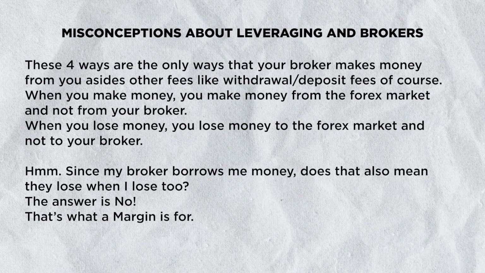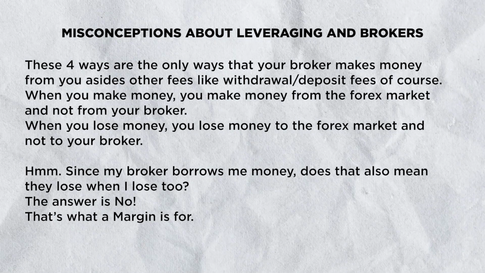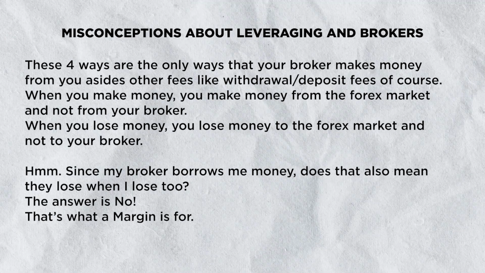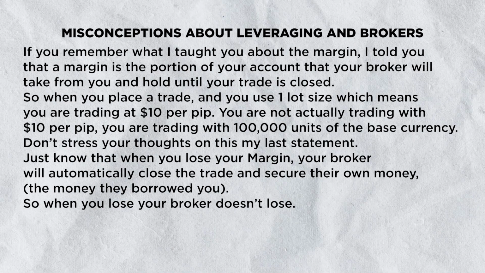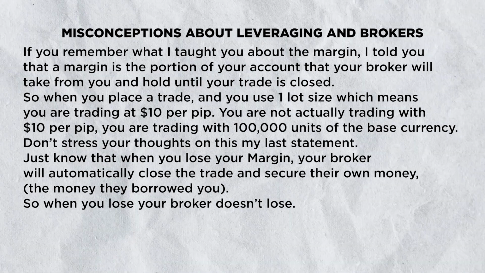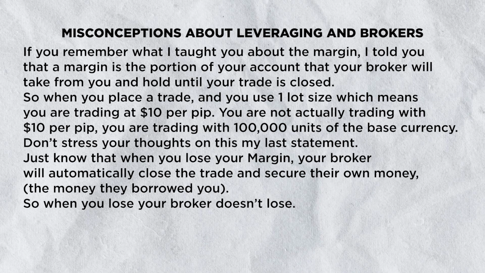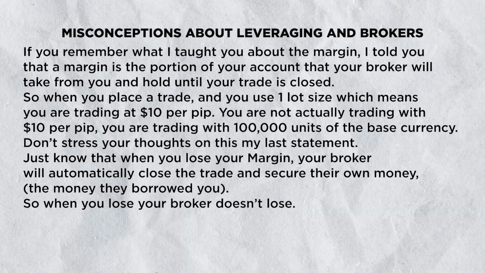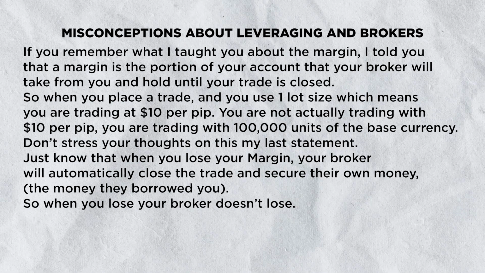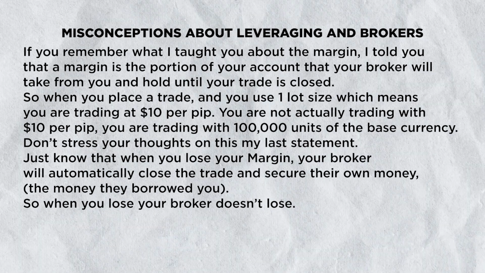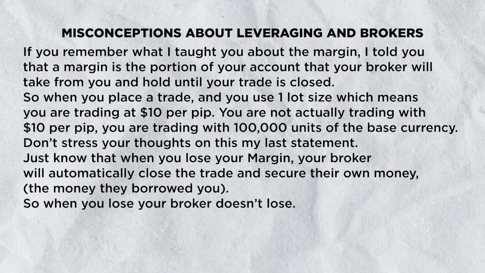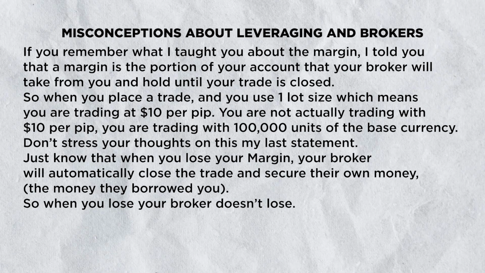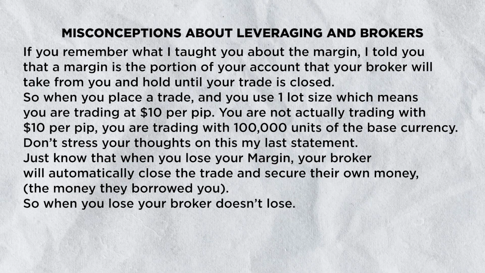Since my broker lends me money, does that also mean they lose when I lose too? The answer is no. That's what a margin is for. If you remember what I taught you about the margin, I told you that a margin is the portion of your account that your broker will take from you and hold until your trade is closed. So when you place a trade and you use one lot size, which means you are trading at $10 per pip, you are not actually trading with $10 per pip. You are trading with 100,000 units of the base currency. Don't stress your thoughts on this.